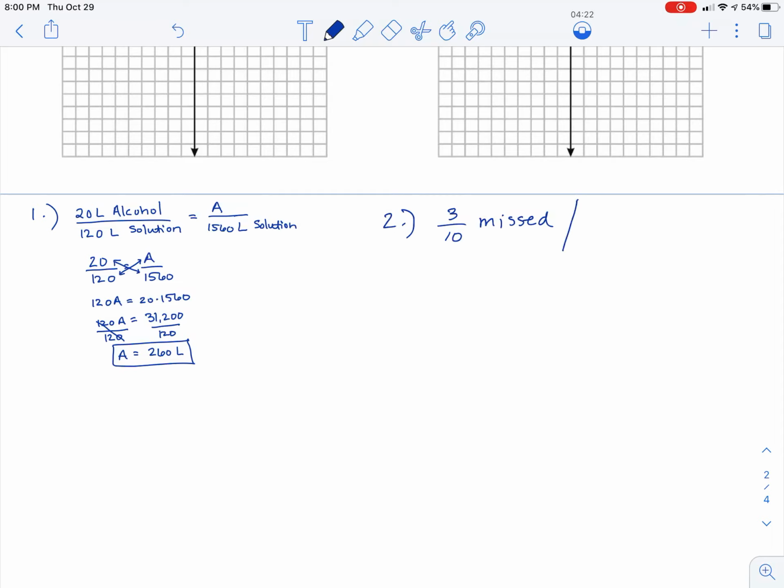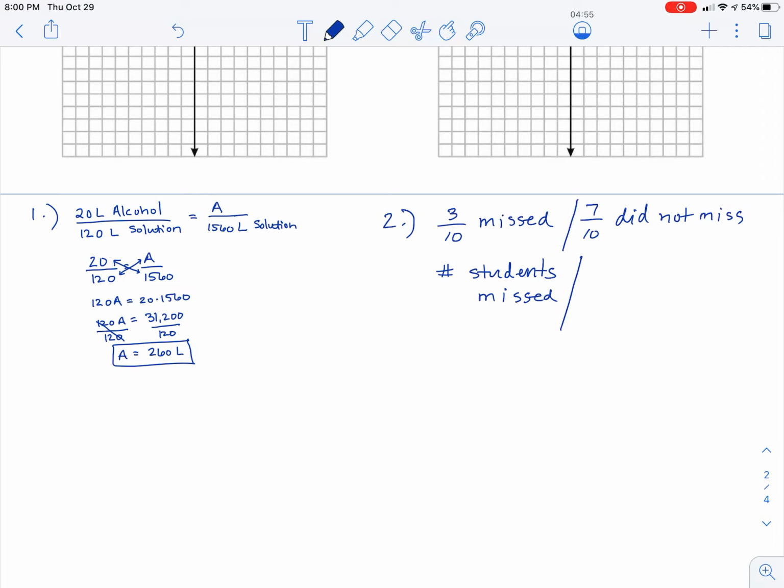That means, what is the fractional part of the students that did not miss the demonstration? Well, if 3/10 missed, then that means 7/10 did not miss, right? It would be the remaining amount. Okay, we don't know the number of students that missed. As a matter of fact, that's what we're going to try and find. The number of students that missed. We know that it's 3/10 of them, but I don't know what number represents the 3/10.